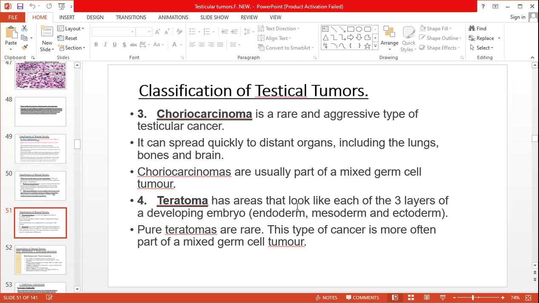Teratoma has areas that look like each of the three layers of a developing embryo. These layers are endoderm, mesoderm, and ectoderm. The pure teratomas are rare. This type of cancer is often part of mixed cell tumors.